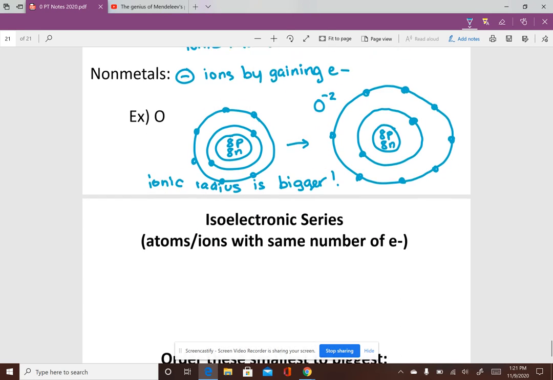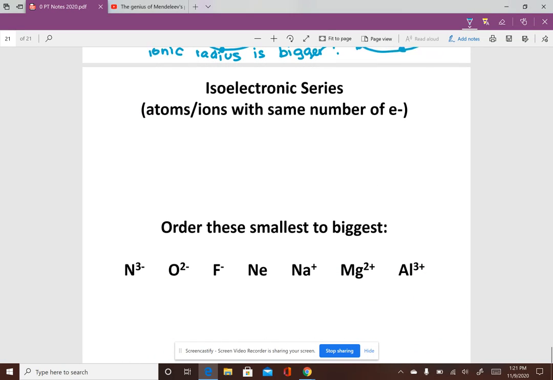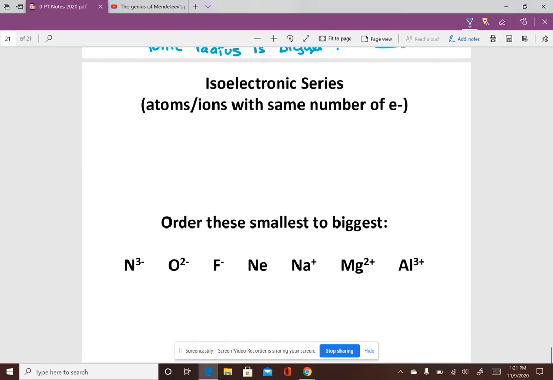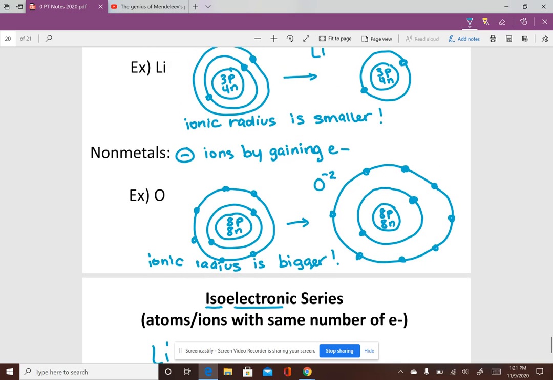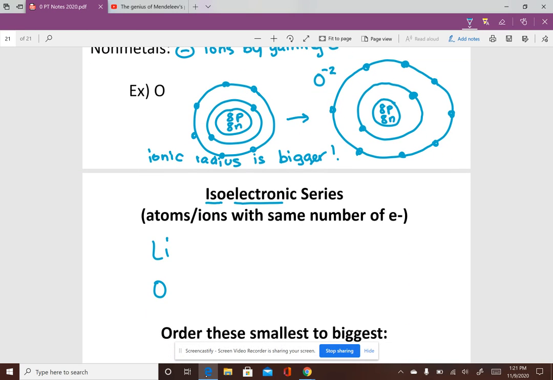Okay. Finally, guys, and this has to do with becoming atoms as well. When you see the word isoelectronic, iso meaning the same, electronic meaning electrons, they're atoms and ions that have the same number of electrons. So let's talk about lithium and oxygen, which we talked about on this page here, right? Lithium's electron configuration is 2-1. When it becomes a lithium ion, how does its electron configuration change? Sorry, guys, that should be a +1, not a +2.